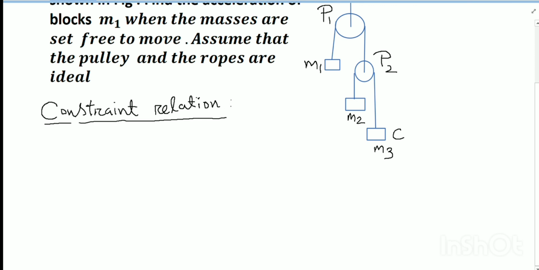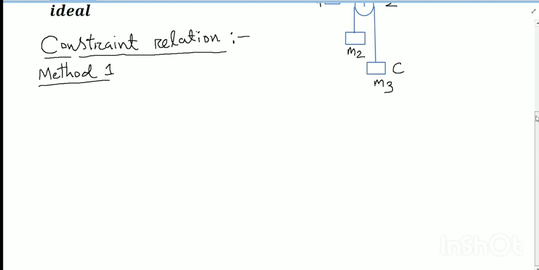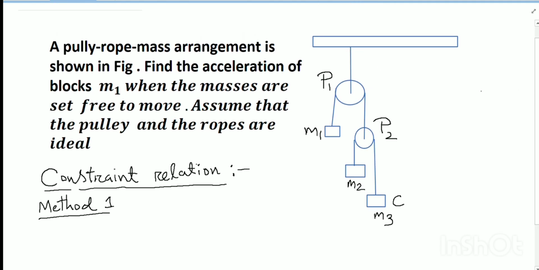This is a constraint relationship, friends. We see there are two types of string: string 1 and string 2. This problem can be solved in a lot of ways. I will show only one method, because this is the method I have understood. So for the upper string, the length of string L1 does not change and the string does not slacken.